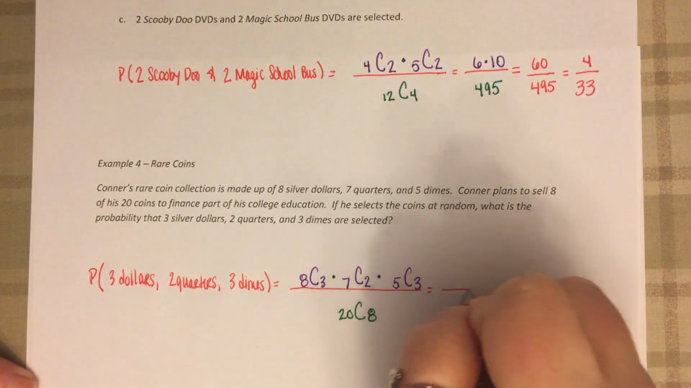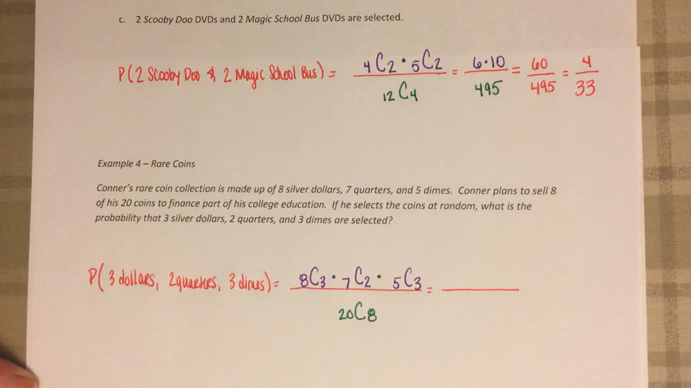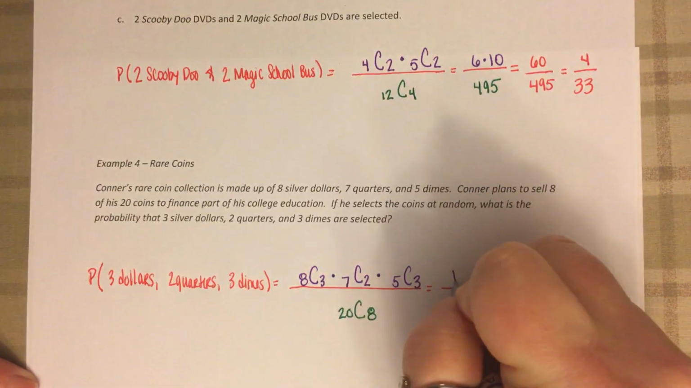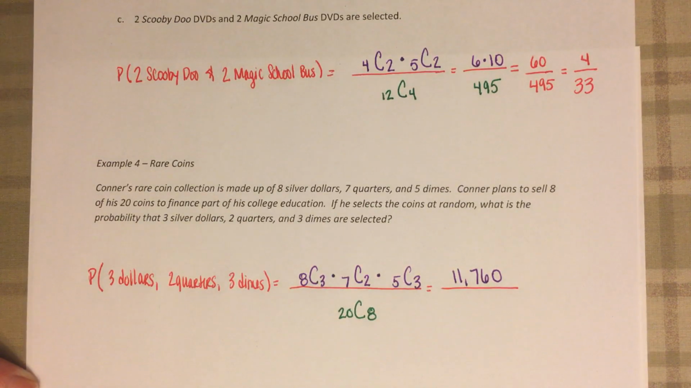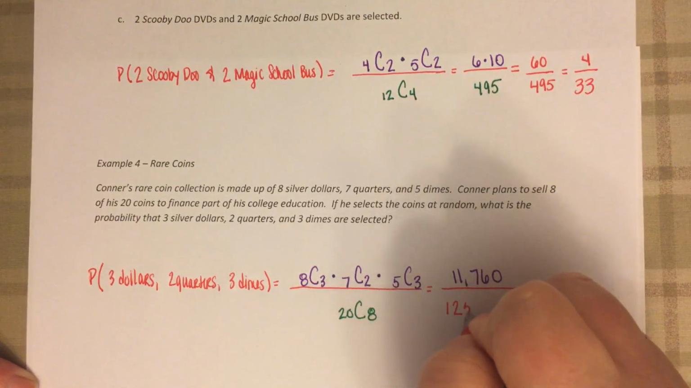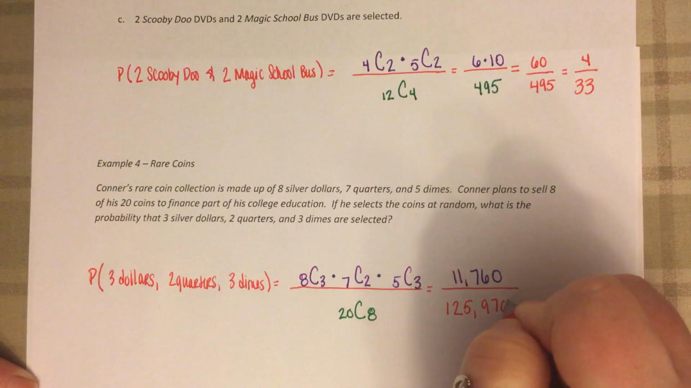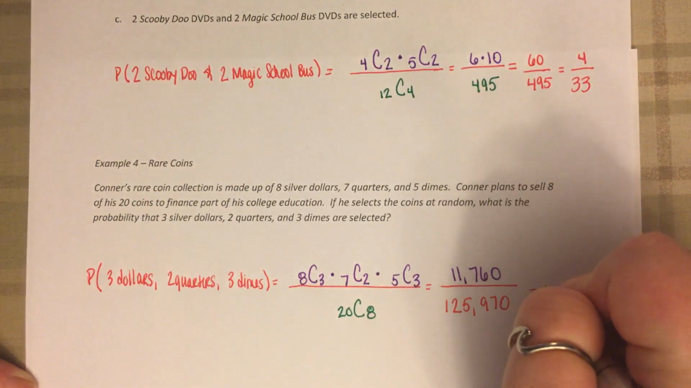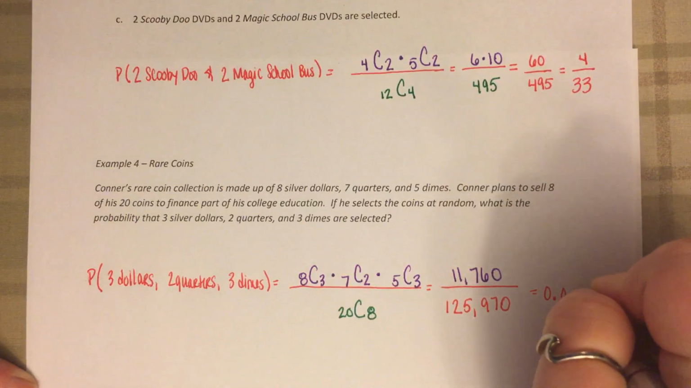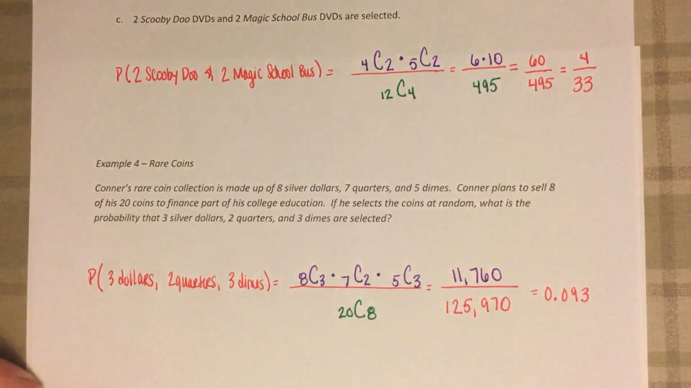In our numerator, I've typed them into my calculator and multiplied it out, we get 11,760. In our denominator, we get 125,970. As far as reducing this one goes, we could reduce it into lowest terms as a fraction, or we could divide it out to give us a decimal. So if we divide this out, this gives us 0.093, or about 9.3%.